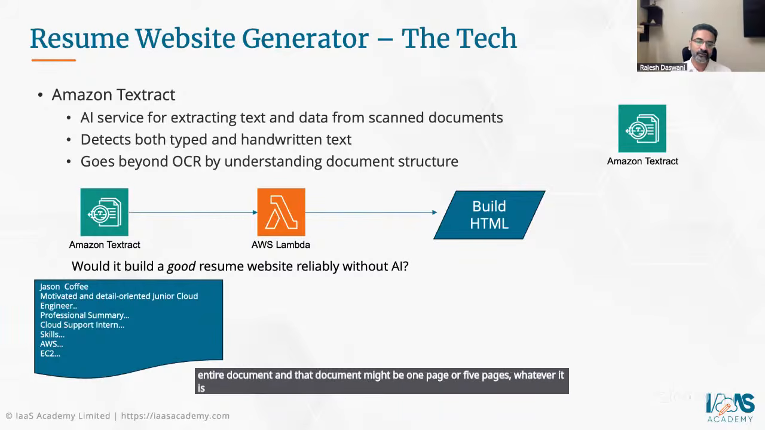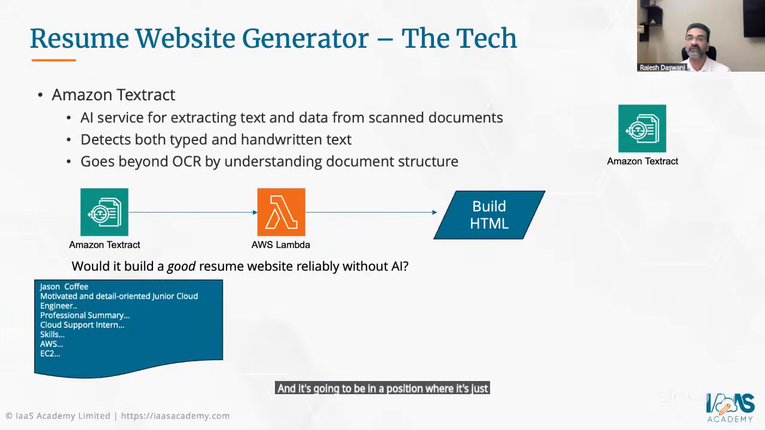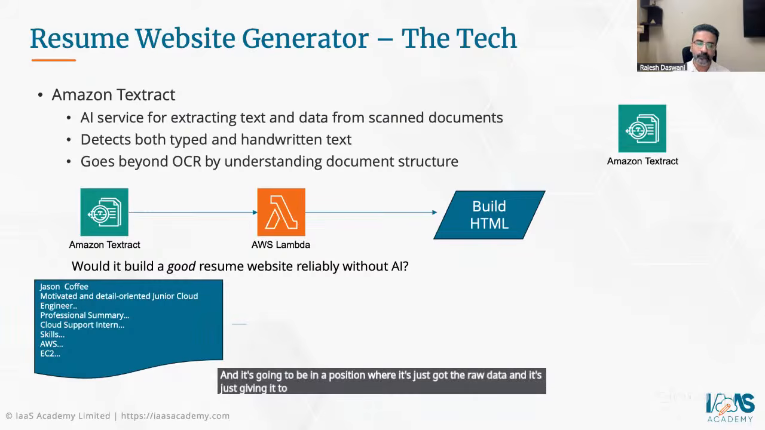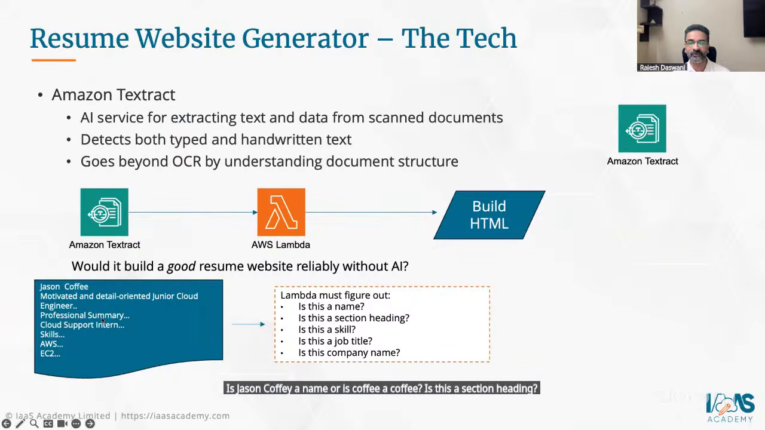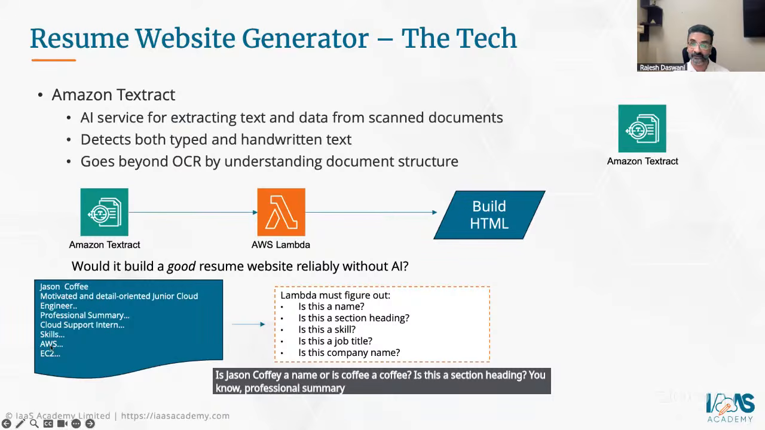And it's going to be in a position where it's just got the raw data and it's just giving it to Lambda. Now, Lambda needs to figure things out. Is Jason Coffey a name, or is coffee a coffee? Is this a section heading? Professional summary. Is AWS a skill? Is EC2? How does Lambda know what these words actually mean, right? On its own, it's not capable of doing that.